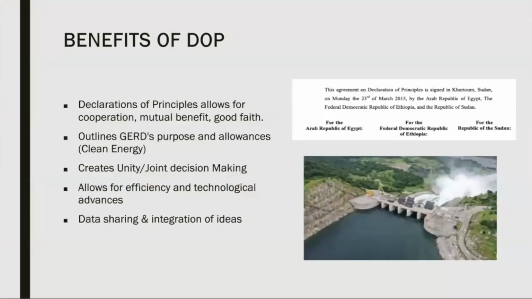So some of these benefits, the Declaration of Principles allows for cooperation, mutual benefit, and good faith between these three countries, as well as the rest of the countries in Africa. Basically, what it does is it outlines the GERD's purpose and allowances for clean energy and whatnot. And it does create unity and joint decision making between the three countries and everyone involved.